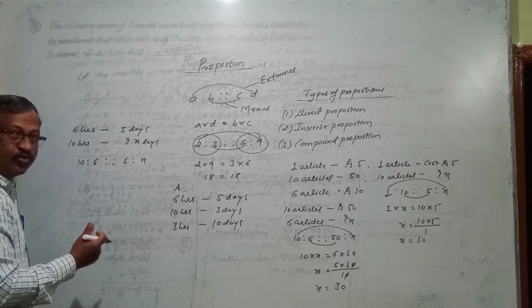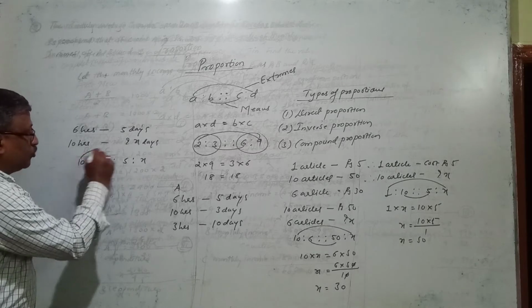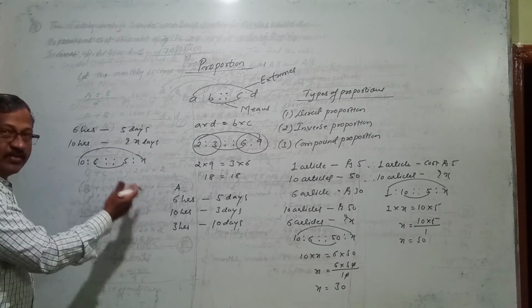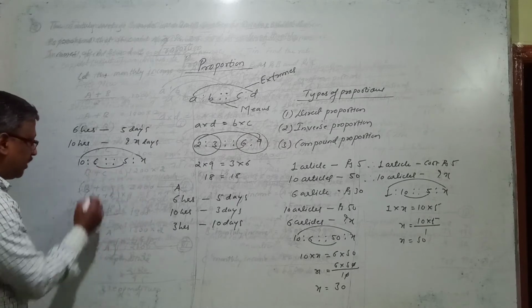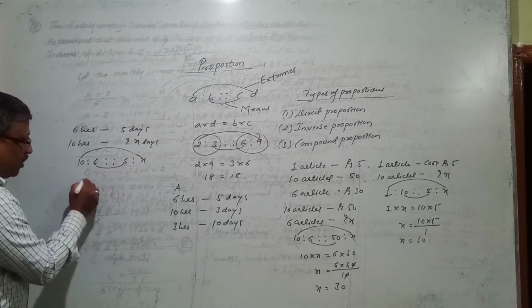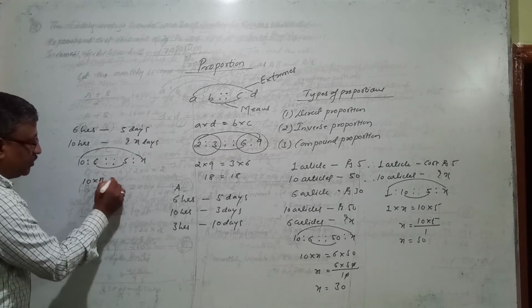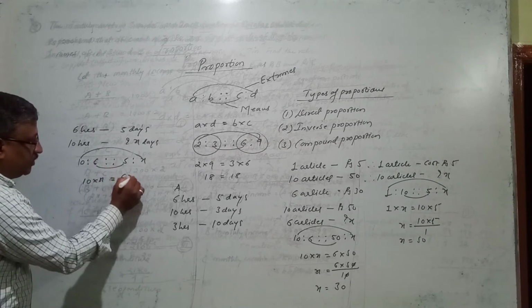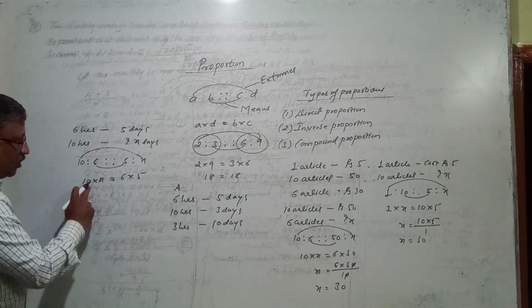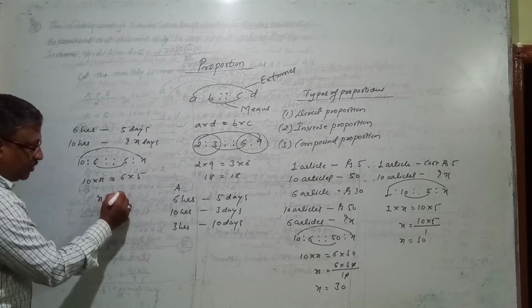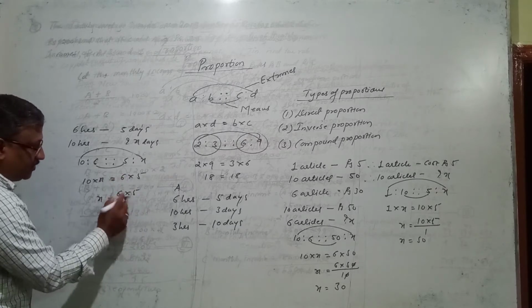What does the rule of proportion say? In proportion, the product of extremes is equal to the product of means. So multiply extremes on one side and means on the other side. My extremes are 10 into x, is equal to the means, 6 into 5. I want the x value, so bring x outside. So x is equal to 6 into 5, this remains as it is.